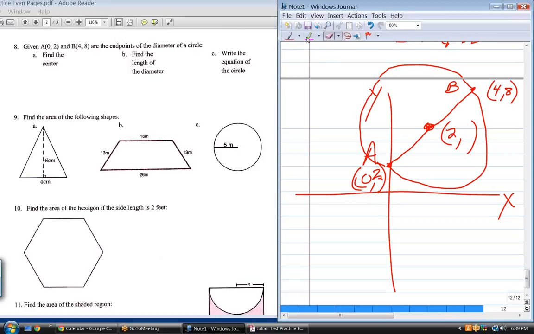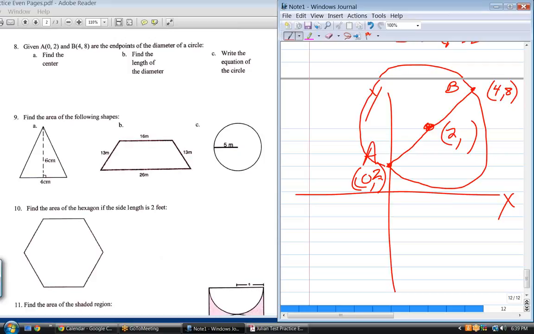Find a number. Just keep trying. Find a number that's equidistant from 2 as it is from 8. Alright, so 5? That's correct, but let me give you the easy way of doing it rather than the hard way, which is the way you did it.